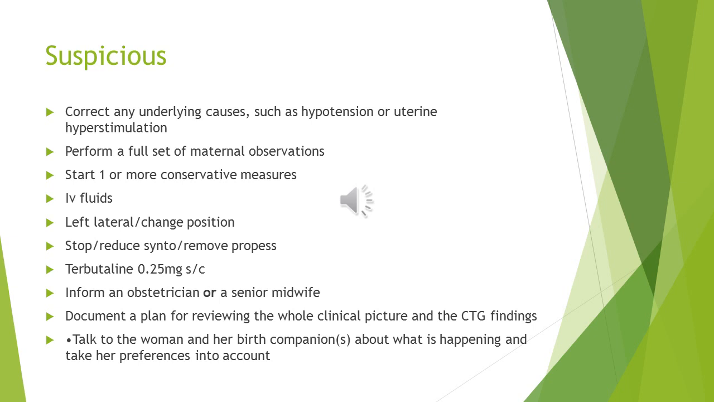the baby. So based on what feature is non-reassuring, you need to write your plan about the review. When do you want to review the CTG again? After 20 minutes, after 30 minutes, after 10 minutes, based on the finding which is non-reassuring for you to classify the CTG as suspicious, and again communicate with the woman and her birth companion.